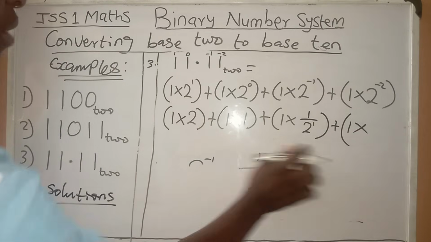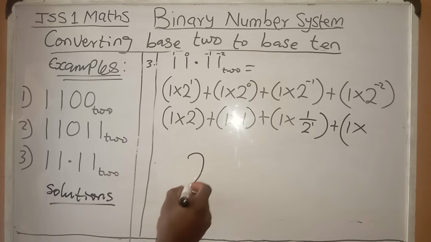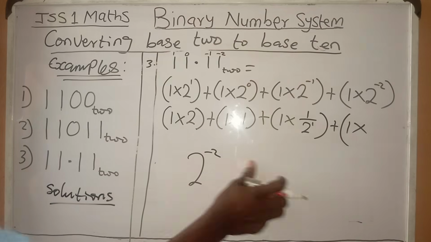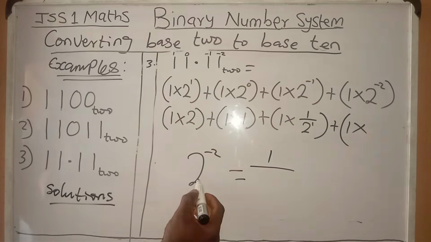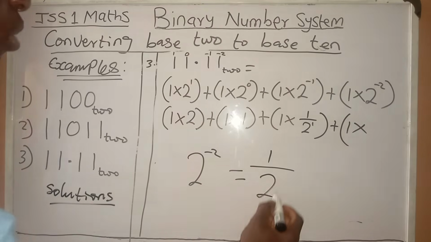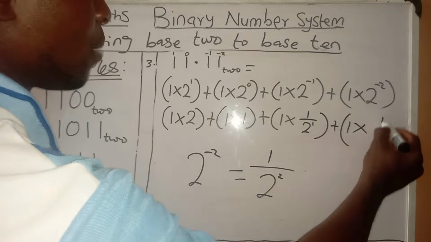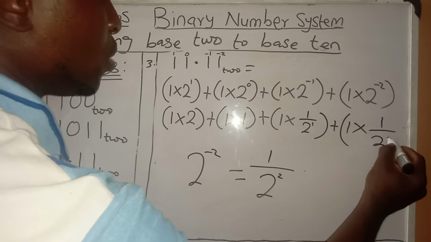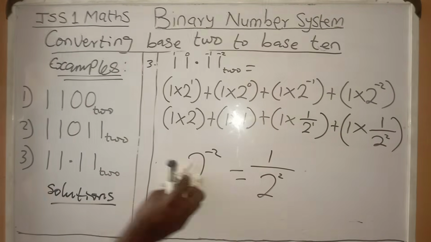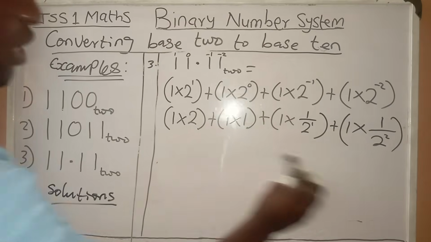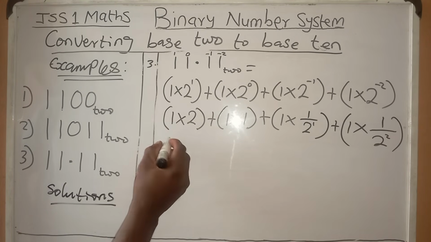The last one we have there is 2 raised to power minus 2. So how do we write this one? This minus means 1 over. Then we'll now have 2 raised to power 2. Okay, so that's exactly what we're going to write here. So that will now be 1 over 2 raised to power 2. Good. Now let's move further. Hope it's becoming much clearer. Good. So let's go further with the bracket.